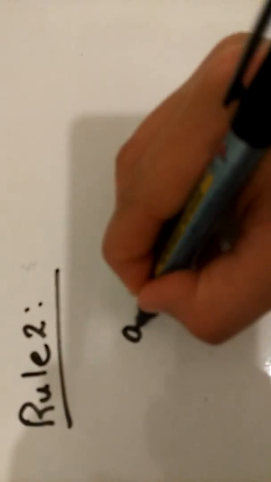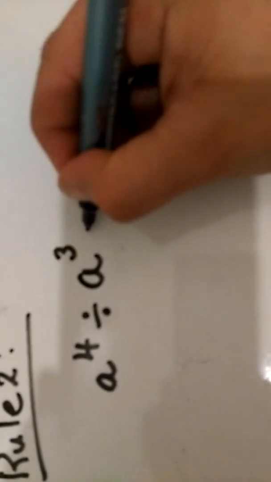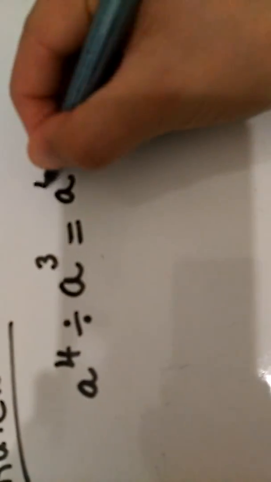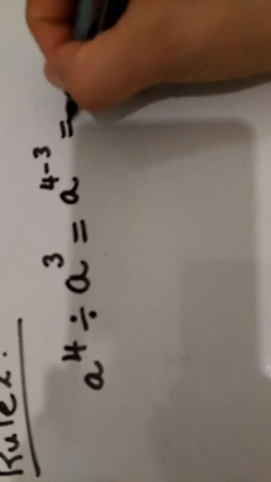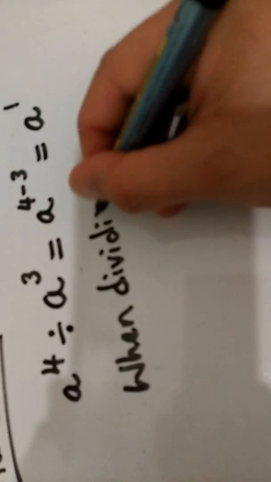So rule number 2. Say we had a to the power of 4 divided by a to the power of 3. When we're dividing the numbers, we take away the powers. So we do 4 take away 3, and that gives us a to the power of 1. So when dividing, we subtract the powers.